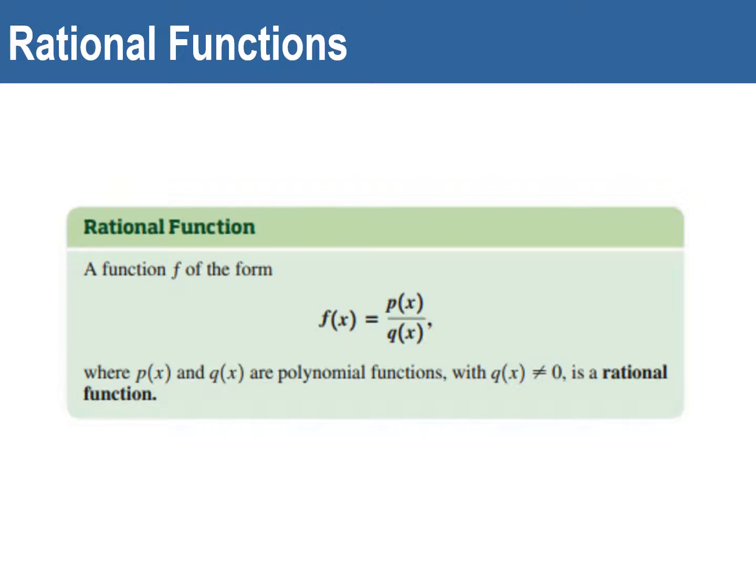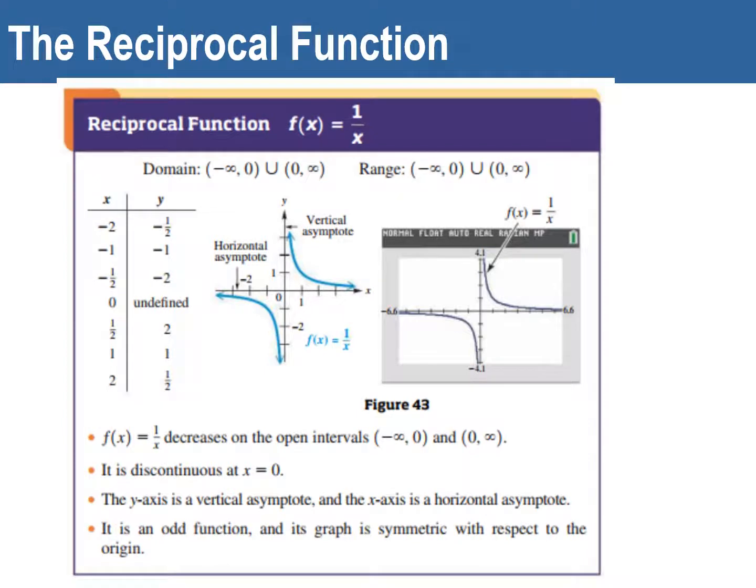A rational function is a function of the form f of x equals p over q, where p and q are polynomials, and of course q cannot equal 0. The basic function for rationals is the reciprocal function, f of x equals 1 over x.